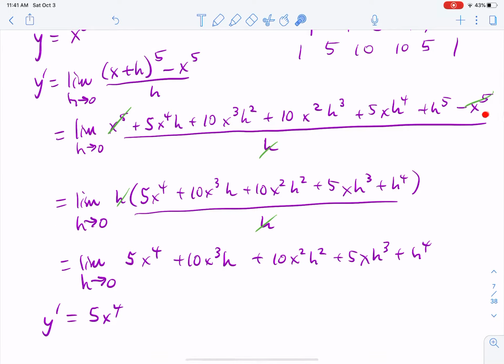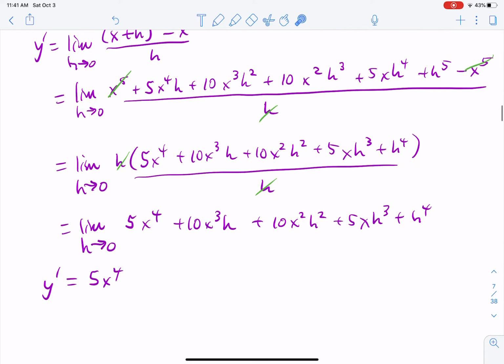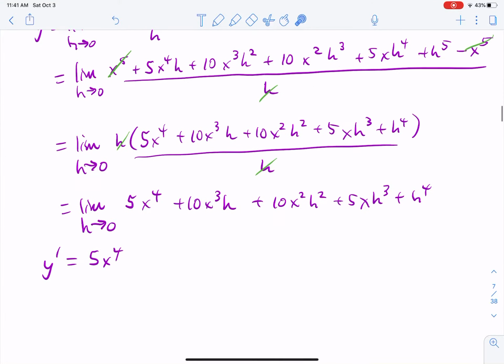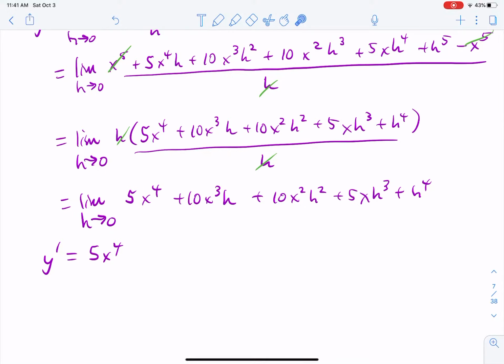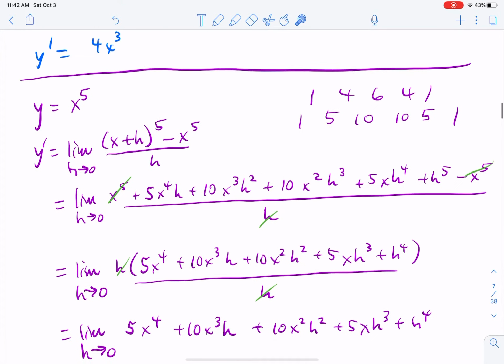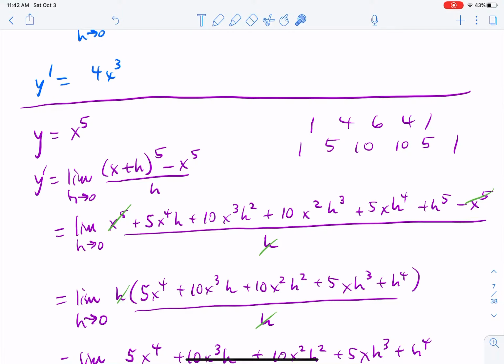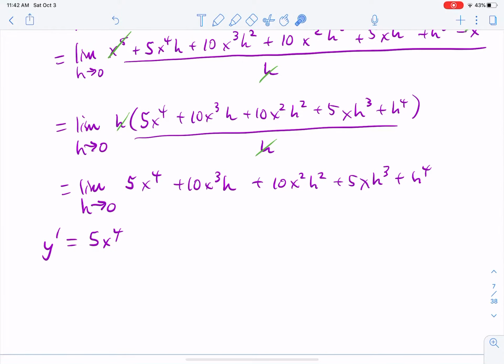So after we do our cancellation, everything that's left over has an h involved. Let's factor that thing out, cancel it with the one that's on the bottom. All of these things go to 0, and we have 5x to the fourth. So the derivative of y equals x to the fifth is 5x to the fourth.